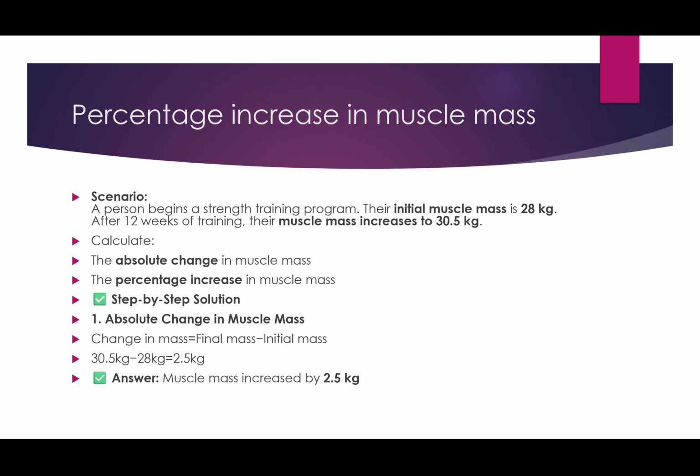Percentage increase in muscle mass. A person begins a strength training program. Their initial muscle mass is 28 kilograms. After 12 weeks, their muscle mass increases to 30.5. Calculate the absolute change in muscle mass and the percentage increase in muscle mass.